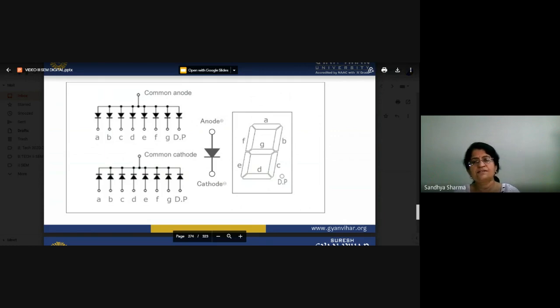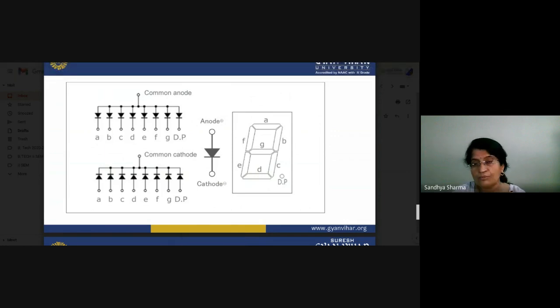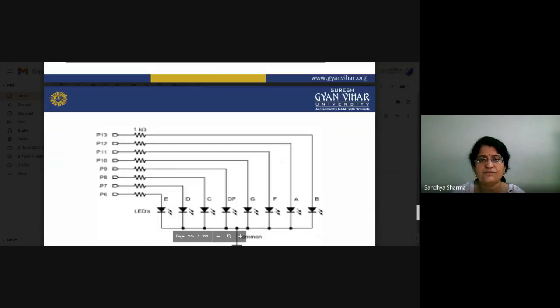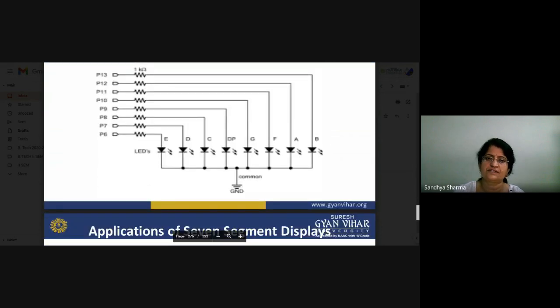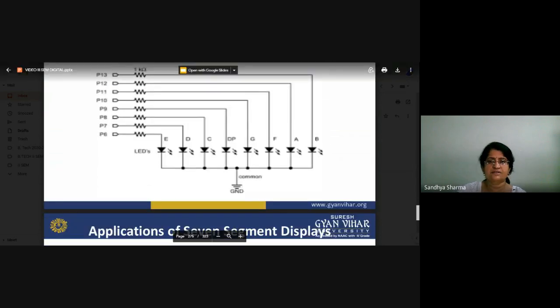So this is the basic symbol of our LED, with an anode and a cathode. If all the anodes are connected commonly, or all the cathodes are connected commonly, that is called a common anode or common cathode type of configuration. So we can use either type of configuration. This is the common grounded point.